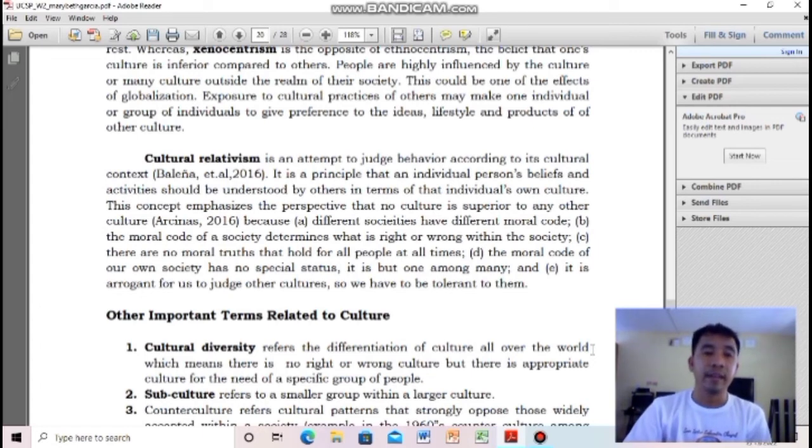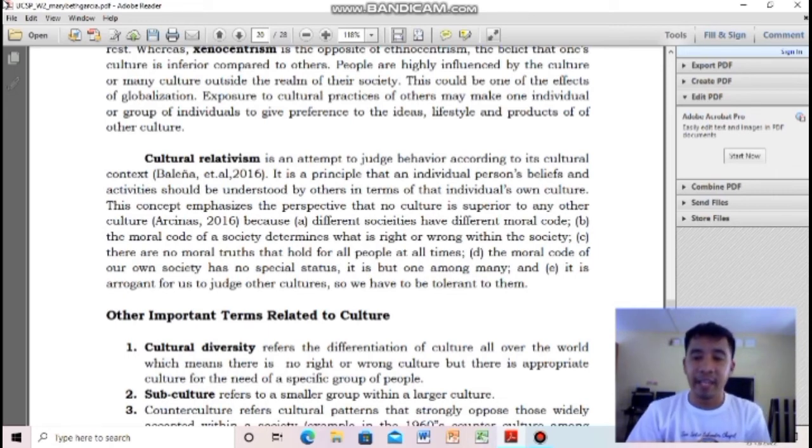Okay, next. There are no moral truths that hold for all people at all times, no? Wala, kumbaga, wala isang universal, no? Nga kamatuuran, gid man, no? It's because there are things nga baka, ay, it's true sa ako, sa iya hindi. Sa iya hindi tuod, no? Baka, para sa akong tuod nga may Diyos, pero sa isa to katawi, hindi tuod nga may Diyos. So that's it. The moral code of our own society has no special status. It is but one among many.